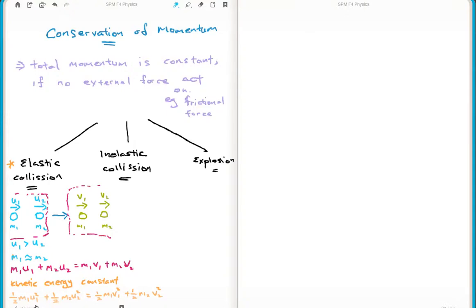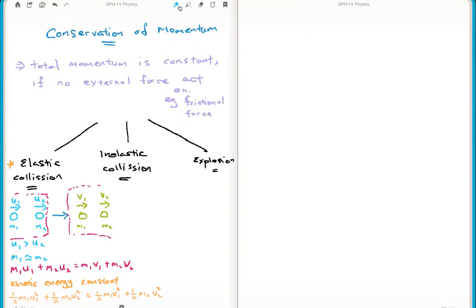But for SPM, this video is meant only for SPM. So this is the condition you need to know. First, in elastic collision, the momentum before and the momentum after are the same. Second, the kinetic energy before and after are supposed to be the same. That's why you have the equal sign, right? Next, what about inelastic?